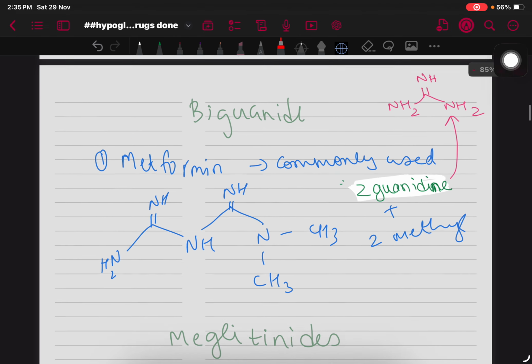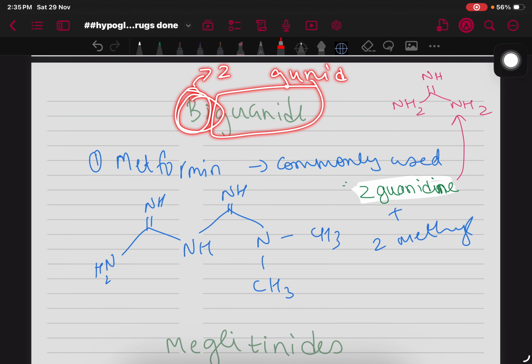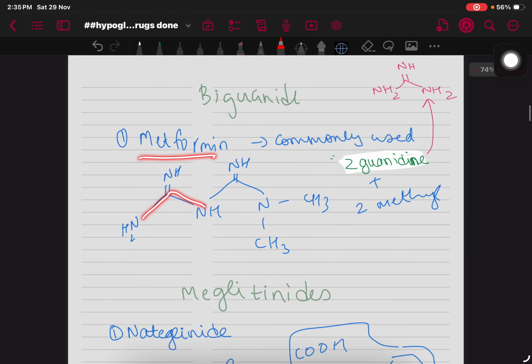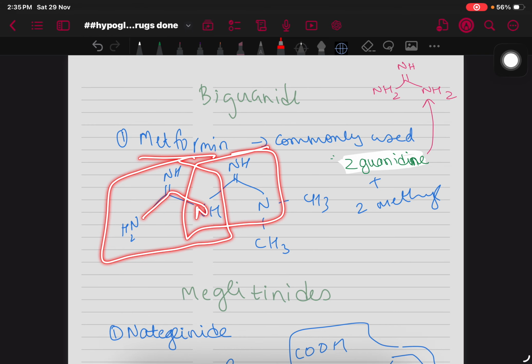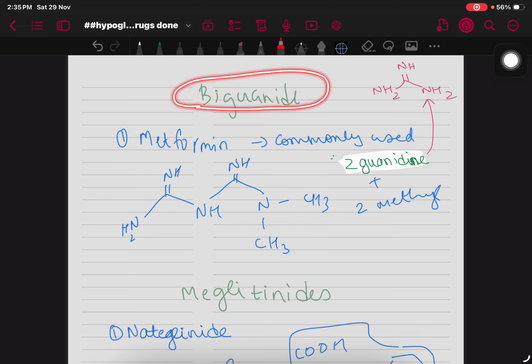Then you have the biguanides. Bi means two, and guanide means guanide structure, and this is the guanide structure, so two guanides in combination will form metformin. This structure is one unit, and this is the second unit, and then we have another extra group, a methyl group, and that's how simple it is. You can understand by its name. This drug is very common.